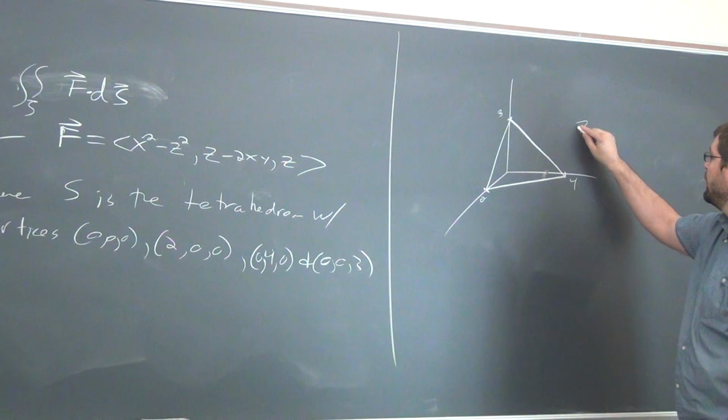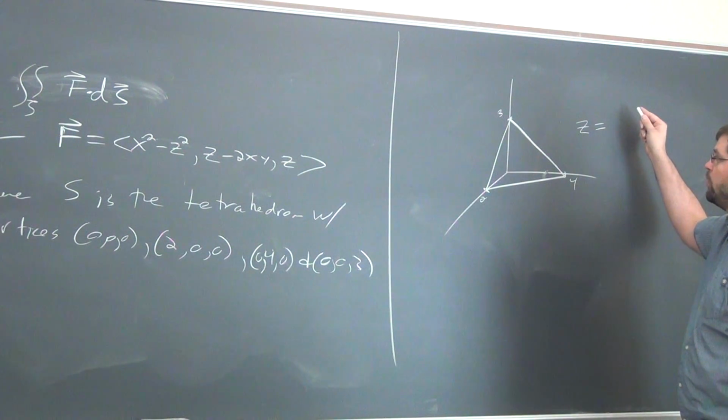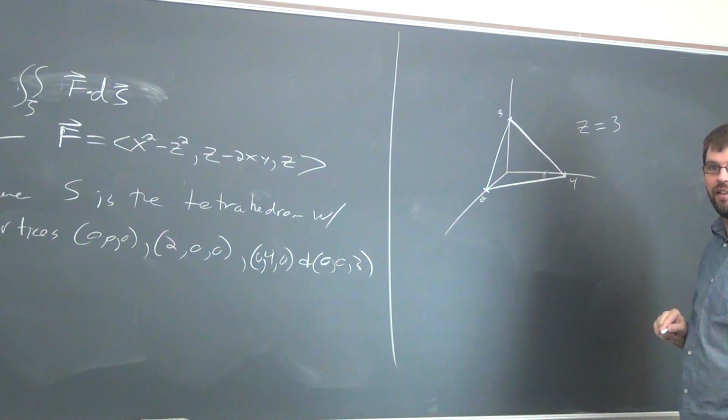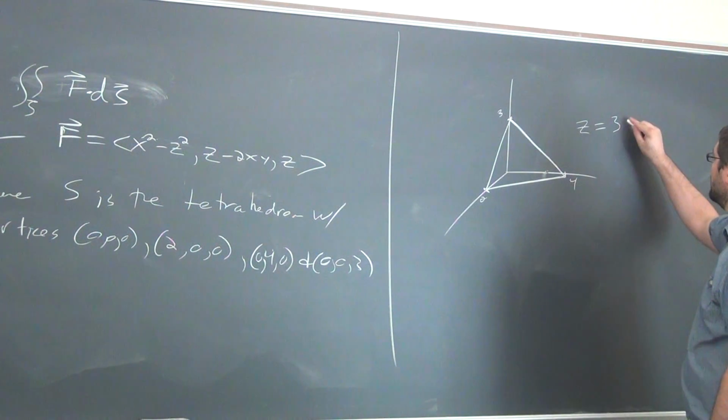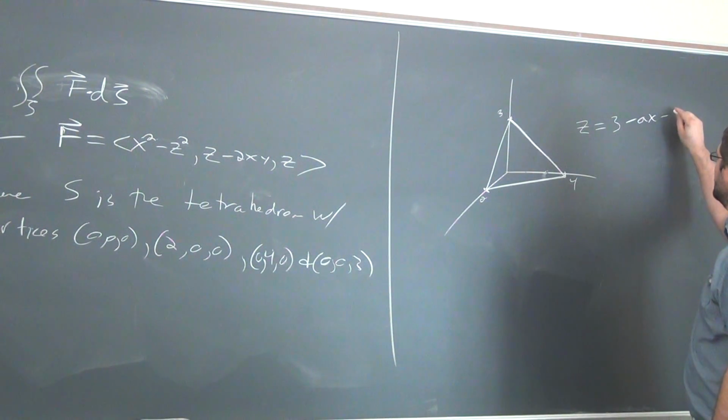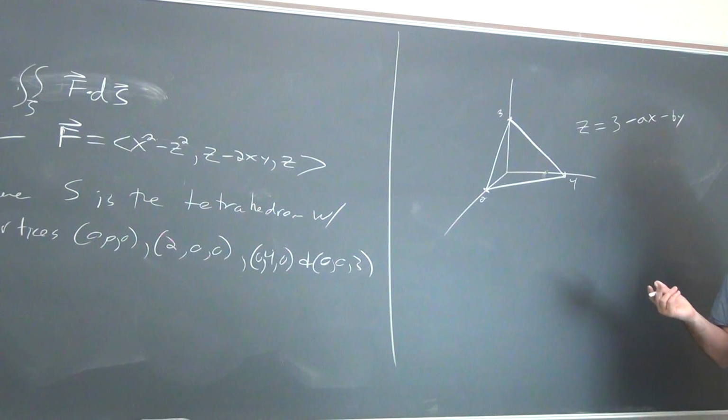So let me just write it this way. One way to do it would be to realize it starts at 3, right? And then you just need to know the slopes in each direction. And so it's minus some AX minus some BY. And so you could force it, you could figure out the equation from there.